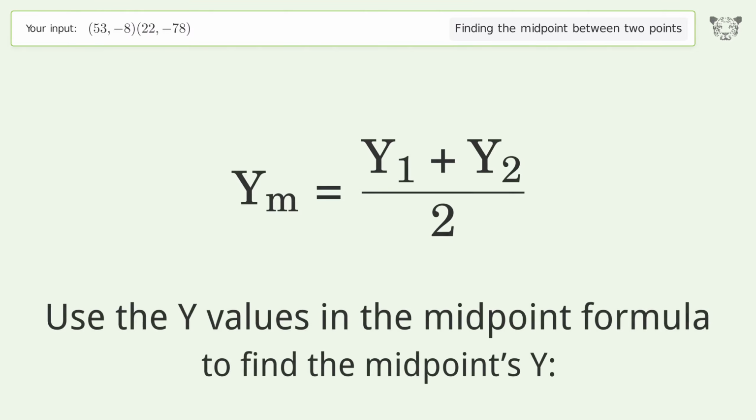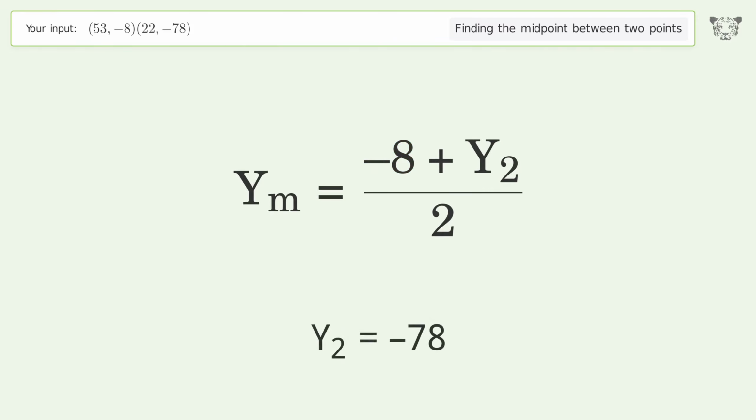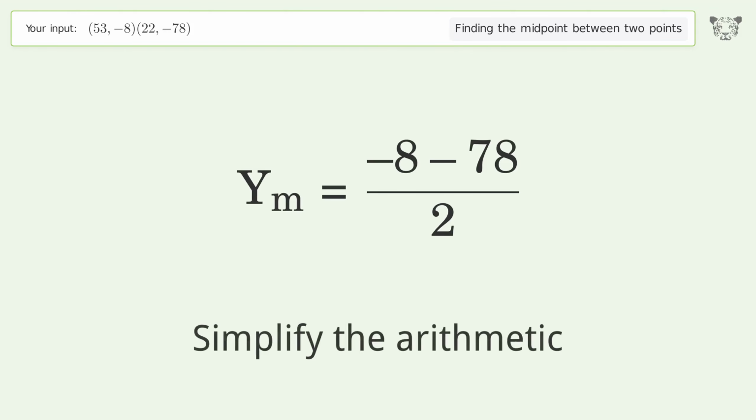Use the y values in the midpoint formula to find the midpoint's y. y1 equals negative 8. y2 equals negative 78. Simplify the arithmetic.